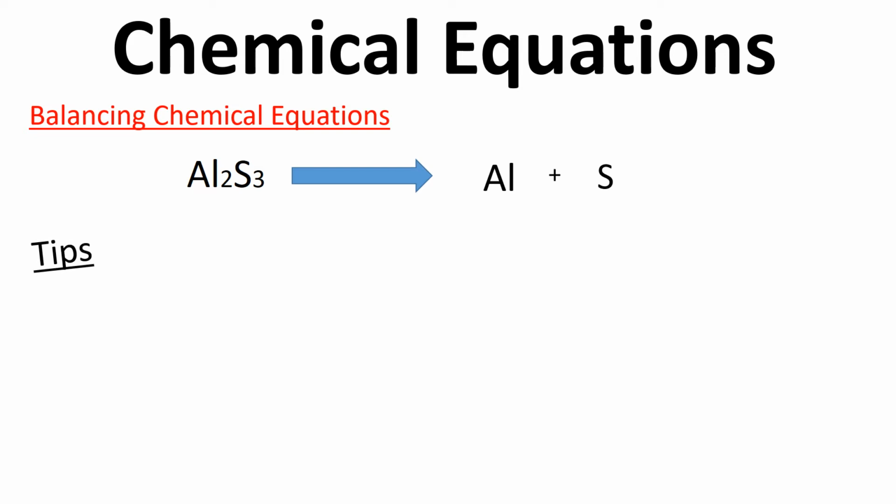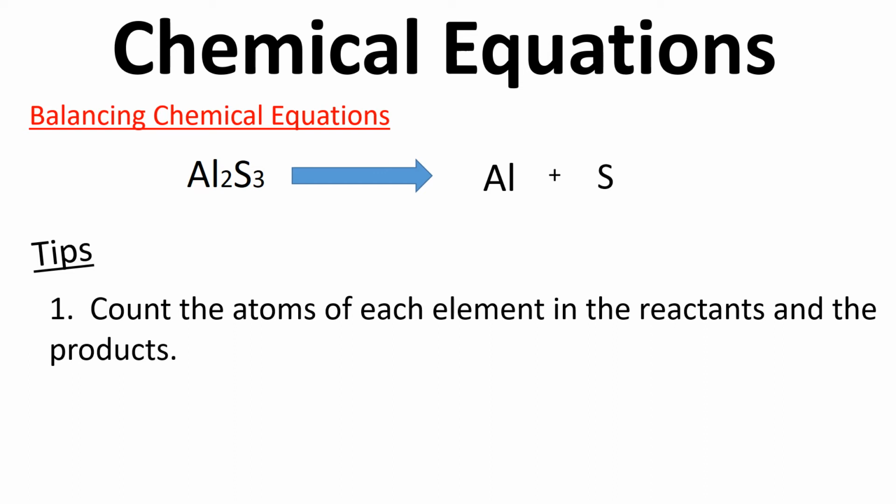Now I've got only a couple of tips for this stuff, because there really isn't a set number of rules. I can't tell you to do A, B, and C and everything will always work out perfectly. No, you've got to just play around with some things and see if you can get it to balance. So the first tip I would say would be to count the atoms of each element on each side of our arrow. It's essentially what I'm saying here.